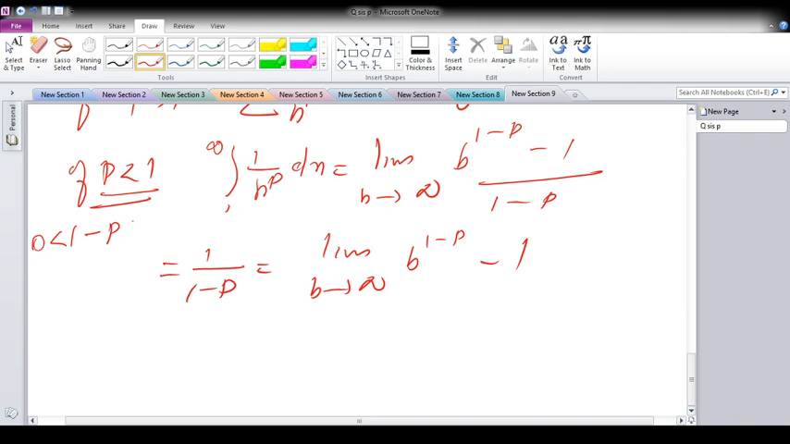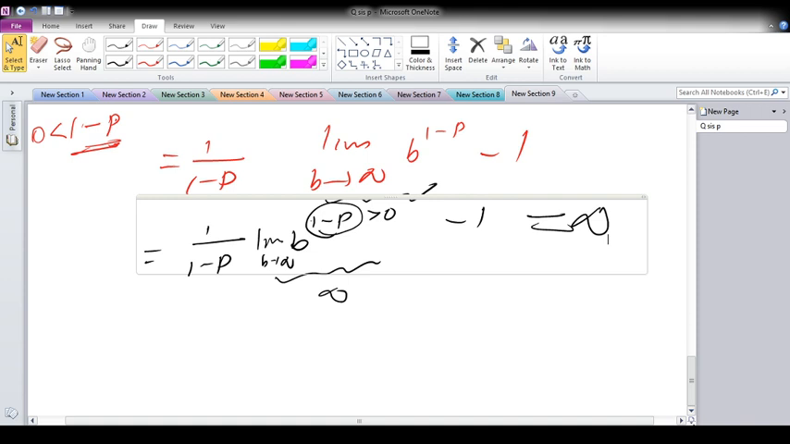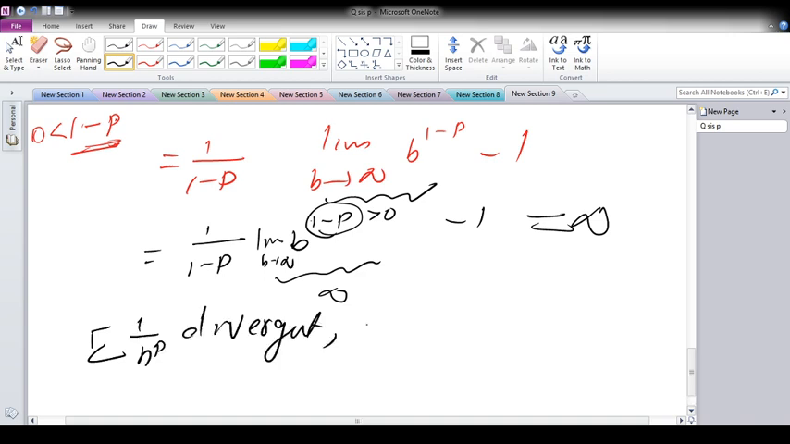So here we got 1 by 1 minus p and b power of some positive value, 1 minus p greater than 0, minus 1, as b tends to infinity. So this value is infinity. So this integral is infinity. So the integral is divergent, so the corresponding infinite series is divergent. I emphasize that if p less than 1, the corresponding series summation 1 by n power p is divergent.